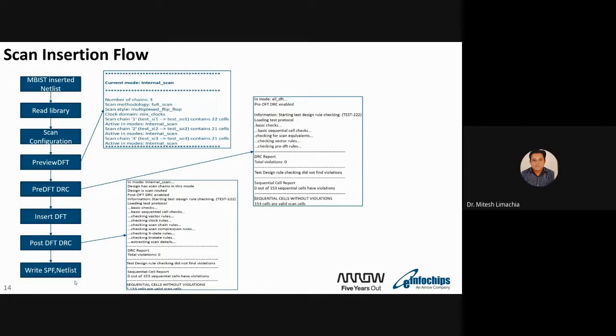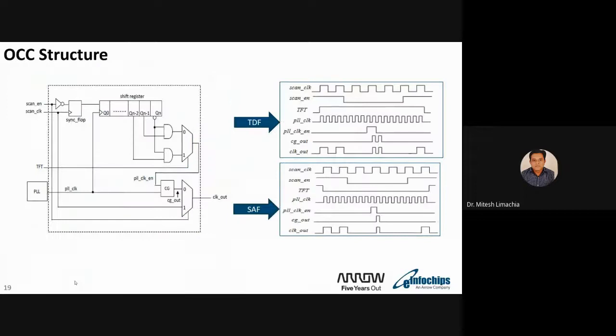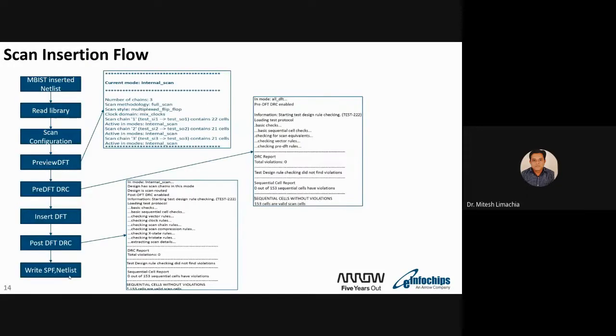Yes, sir. One question in the chat box: what information do library files have in a scan insertion?